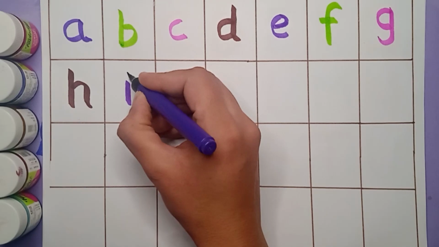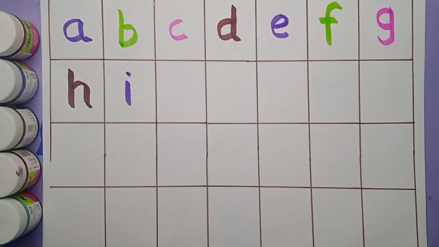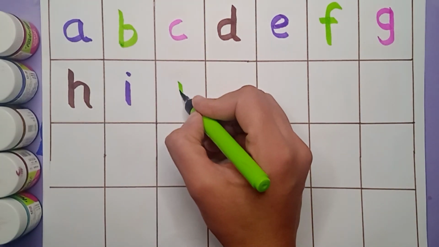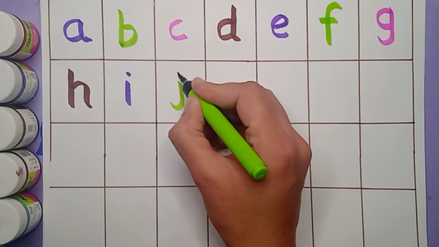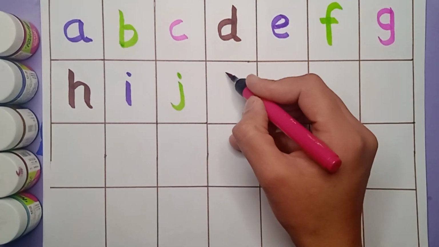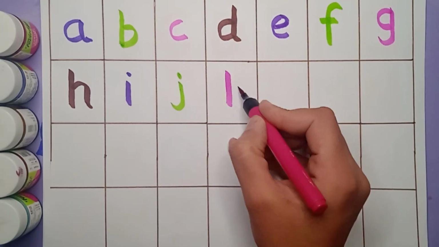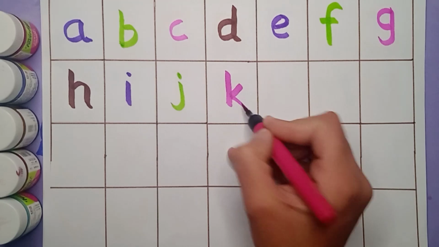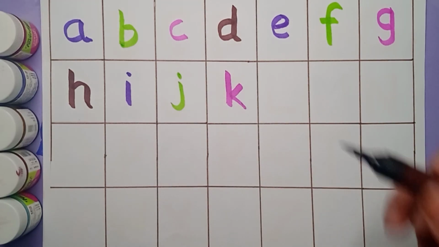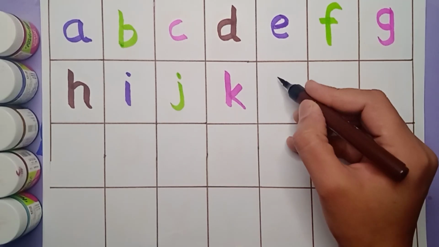Next letter is I. It's violet color. I, standing line and dot. I for ice cream. It's a green color. J, standing line and curve and dot. It's J for jug. It's purple color. K, standing line and two small slanting lines. It's K for kangaroo.